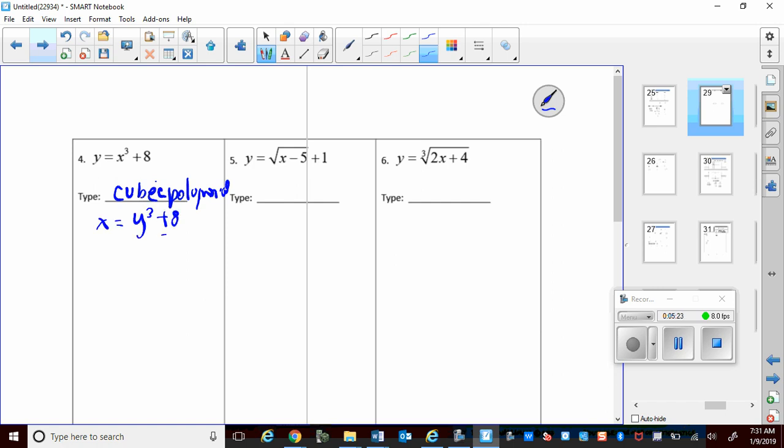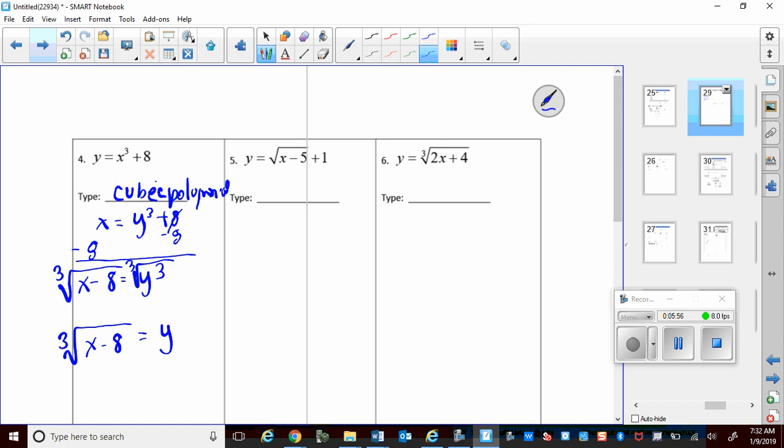Okay, subtract 8 on both sides of this equation to solve for y, to produce x minus 8 equals y cubed. This goes away. Take the cube root. Make sure you put the cube root on both sides of this equation. We end up with the cube root of x minus 8, all of the quantity there underneath that cube root, equals y.